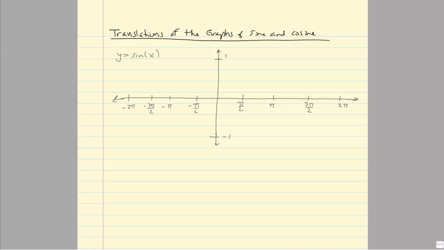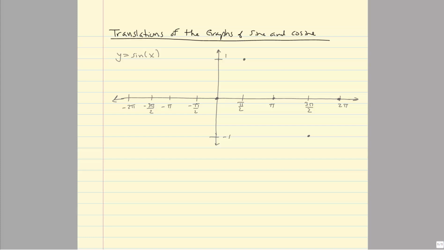Okay, so using those quadrantal angles, the sine of 0 is 0. So the sine curve, if it's not being translated, always starts at the origin. The sine of pi over 2 is 1. The sine of pi is 0. The sine of 3 pi over 2 is -1, and the sine of 2 pi is 0.